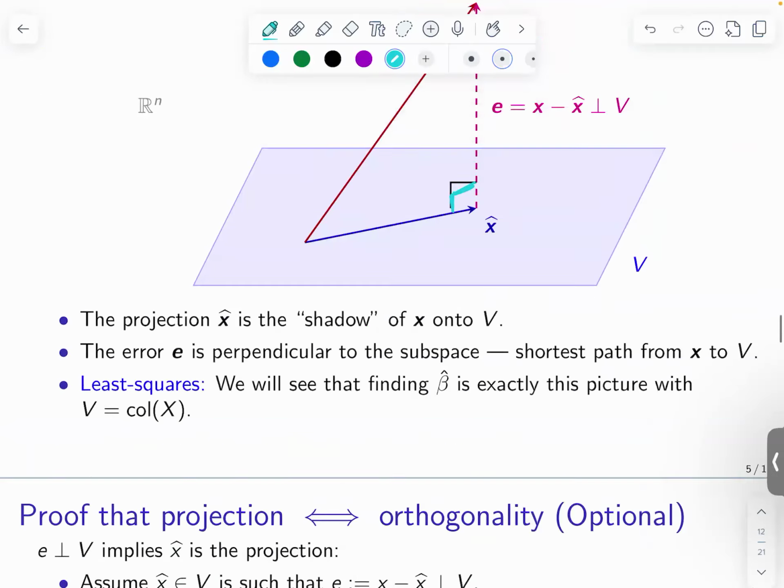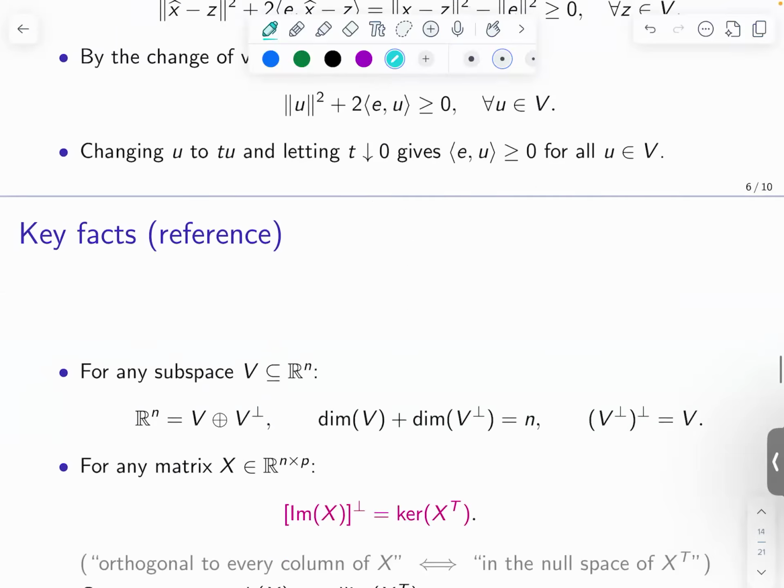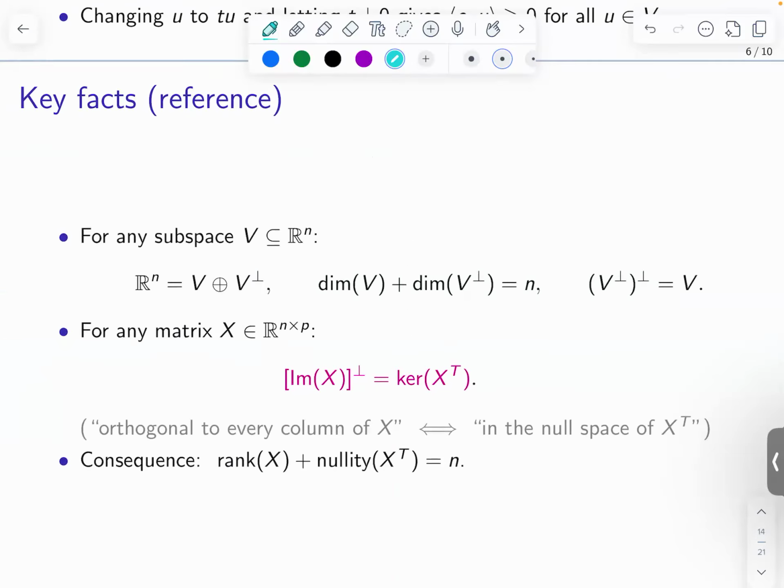Anything else here that I wanted to cover? Okay, this is the summary. The first one we have seen: R^n can be decomposed into V plus V perp. It turns out, as I mentioned, the dimension of V and the dimension of V perp add up to n, and the perp of V perp is equal to V.